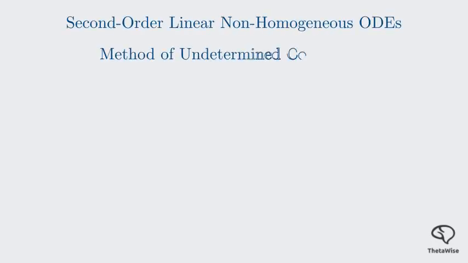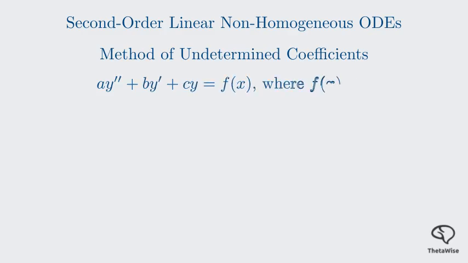Finally, let's tackle second-order linear, non-homogeneous differential equations. In this scene, you will learn how to solve these equations using the method of undetermined coefficients. A non-homogeneous equation has the form ay double prime plus by prime plus cy equals f of x, where f of x is a non-zero function.